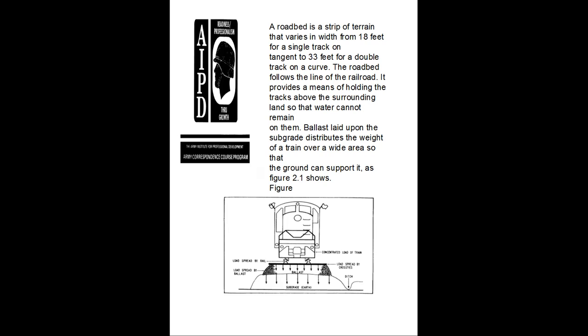The road bed is concentrated under the load of the train. The load is spread over the cross ties, over the subgrade of the earth. The load spreads over the ballast, and the load is spread over by the rail.